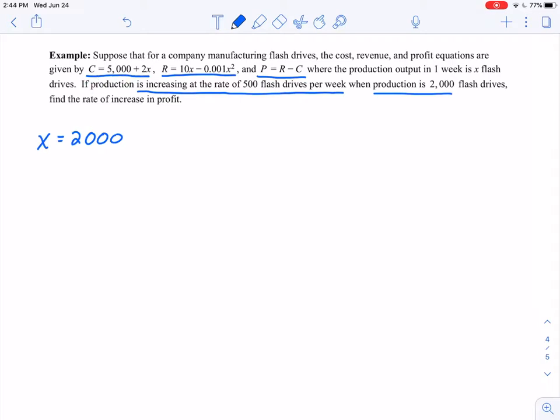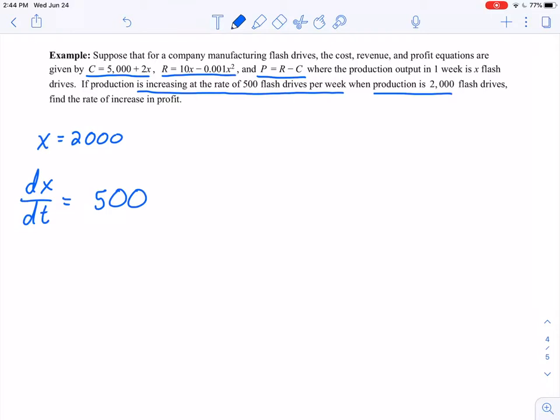Production is increasing. So that is production output in 1 week is x. So this is the rate of change of x, dx, with respect to time, dt. I can see that it's dt, right, per week, per unit of time. So dx over dt, this is equal to 500. And I can tell it's a positive 500 because the production is increasing rather than decreasing.